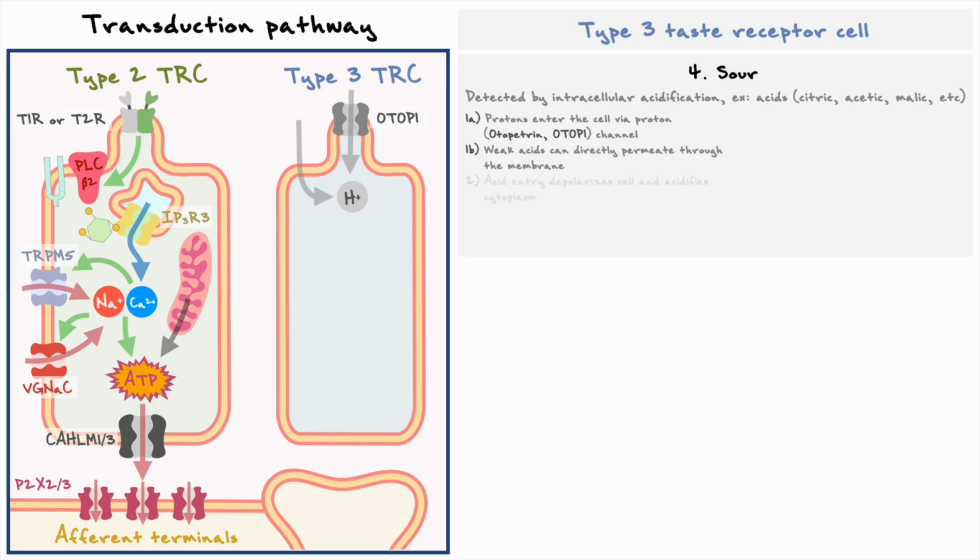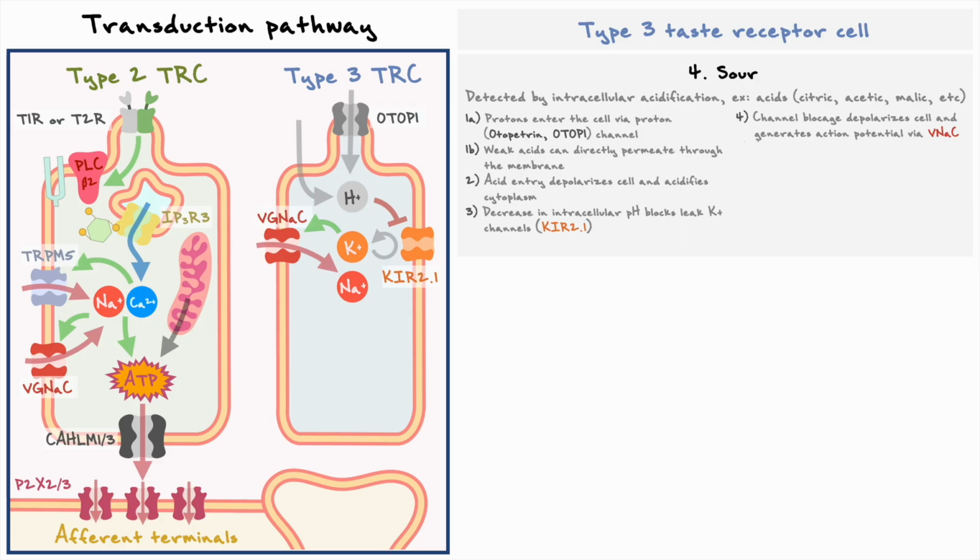In any case, the entry of these acids depolarizes the cell because more positive charges are inside, and it also acidifies the cytoplasm by decreasing the pH. The decrease in intracellular pH blocks a particular leak potassium channel called KIR 2.1. Because of this, potassium stays trapped in the cell and further depolarizes it. Together with the depolarizing effects of the added protons, the net depolarization generates an action potential, which is then transmitted throughout the cell to open voltage-gated calcium channels.